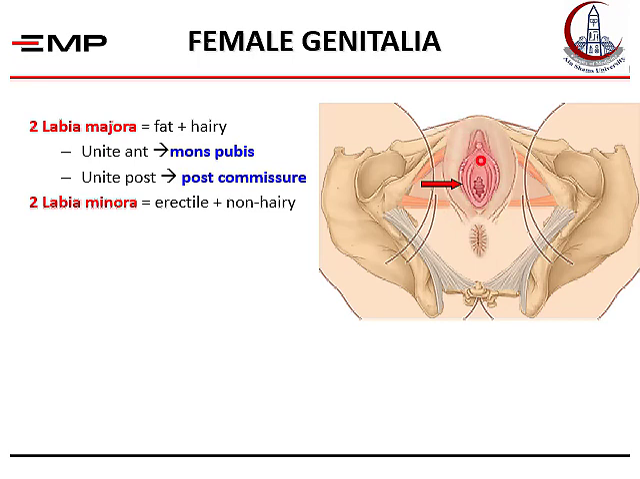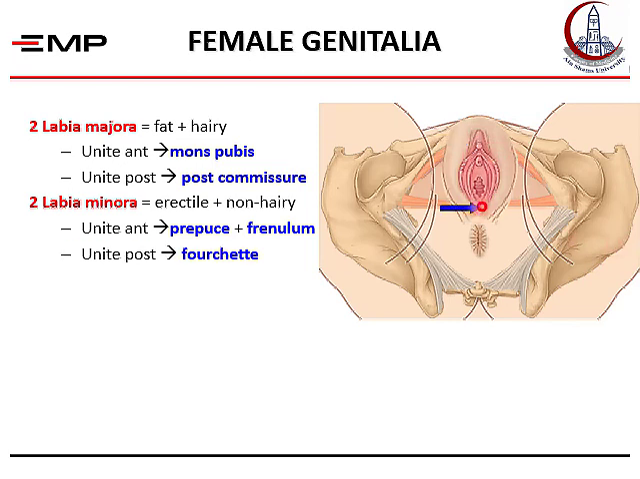Inside the labia majora, we have the labia minora, which are erectile in nature, and they are not covered by hair. They unite anteriorly above the clitoris and below the clitoris. Above the clitoris, they form the prepuce. Below the clitoris, they form the frenulum.